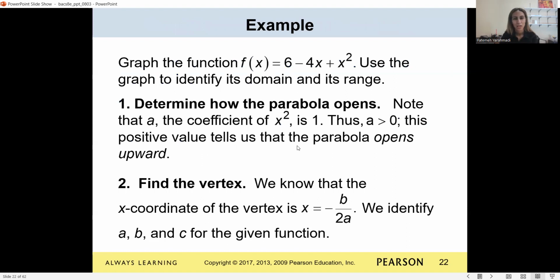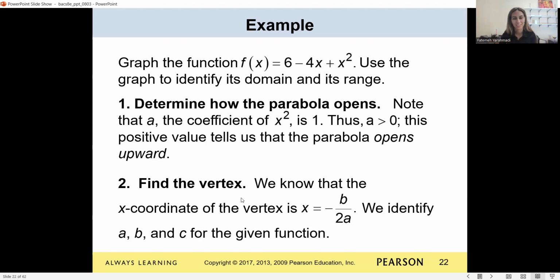Example for you. The question says, graph the function f of x equals 6 minus 4x plus x squared. Use the graph to identify the domain and range. Very good. So, determine whether the parabola opens up or down. The leading coefficient is an invisible 1. You have 1 times x squared. The coefficient of x squared, which is invisible, is 1. Since 1 is positive, the graph opens up. The parabola definitely opens up and it has a minimum.